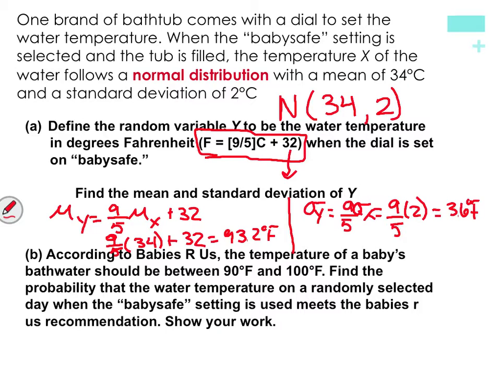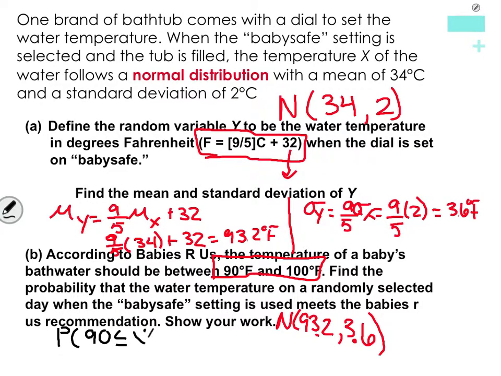Show your work. Okay, so it's obviously continuous because it's a temperature. We know it follows a normal distribution, so we'll use a normal curve. Okay, so we're going to use a normal distribution with a mean of 93.2, because that's in Fahrenheit, not Celsius, because they refer to the safe temperature being in Fahrenheit, and a standard deviation of 3.6. So I'm looking for the probability of the water temperature being between 90, using y, not x, and 100.